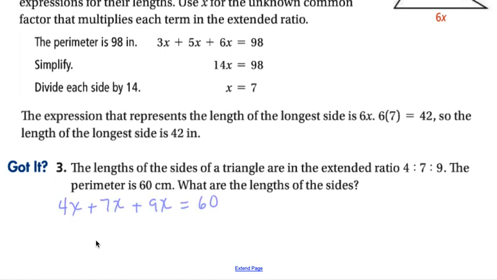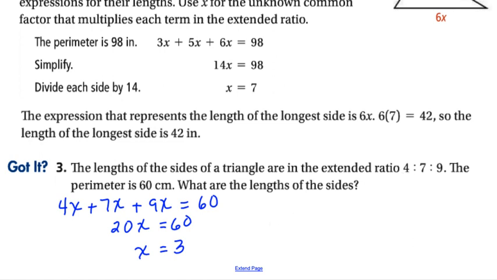All right, so let's take a look at this one. We have the lengths of the sides of a triangle in the extended ratio 4 to 7 to 9. The perimeter is 60. What are the lengths of the sides? So here's your equation. Adding like terms, we get 20x is equal to 60, and x is equal to 3. So now we have to plug that back in.